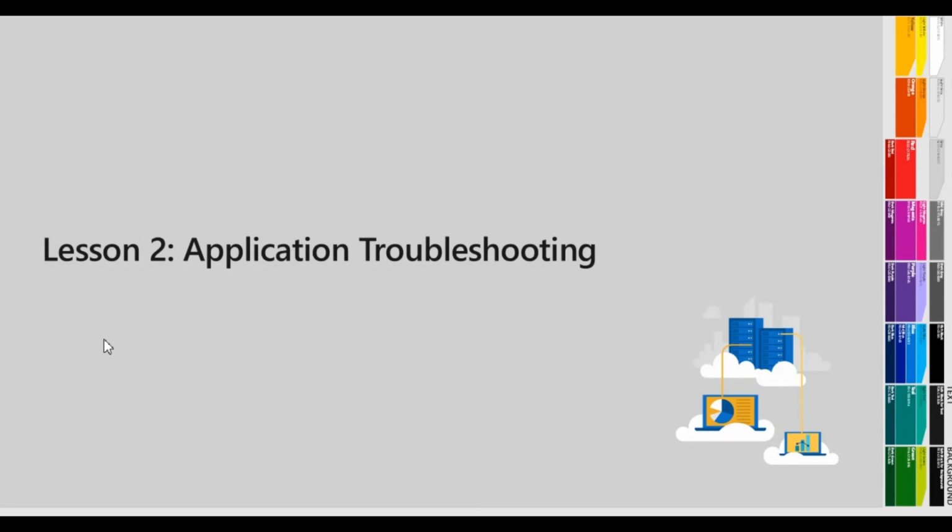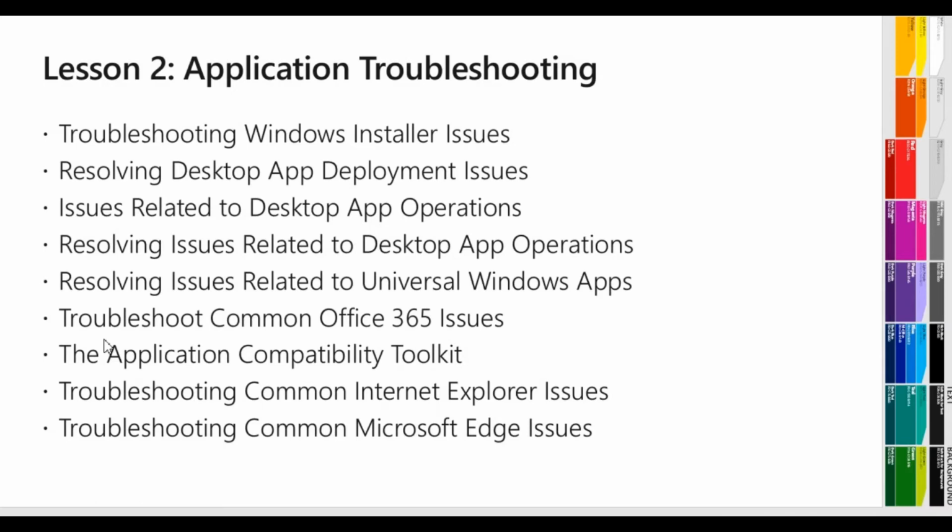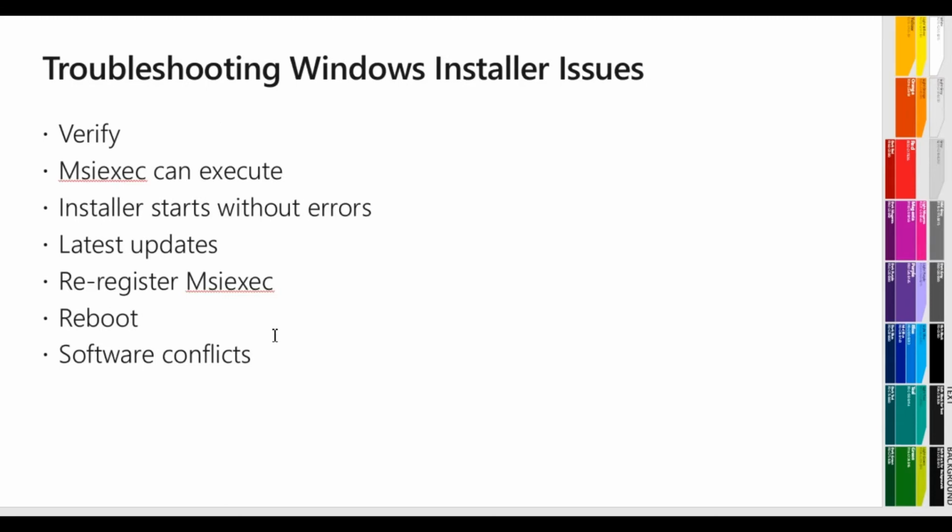Now, application troubleshooting, what we have in here, they are more on compatibility related stuff. So troubleshooting Windows installer issues, resolving desktop application deployment issues, issues related to desktop app operations, resolving issues related to universal Windows apps, troubleshooting common Office 365 issues, application compatibility toolkit, troubleshooting common Internet Explorer issues, common Microsoft Edge issues. These are default applications related to Windows, more on Microsoft applications, which you can do some troubleshooting around as well.